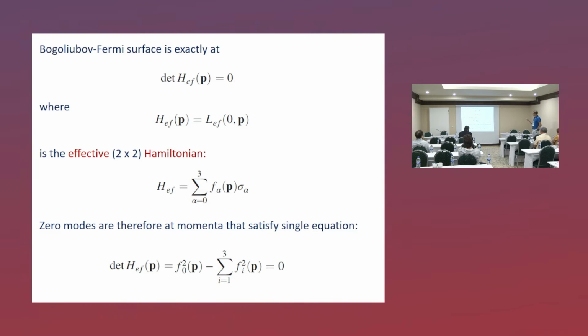Okay. So the Bogoliubov-Fermi surface is at omega equal to 0, if it exists at all, right? And that basically is the determinant of something that I will call the effective Hamiltonian, which is 2 by 2, and it's essentially the effective Lagrangian at omega equal to 0. It's a 2 by 2 Hamiltonian. We just have to find it, and that will give us where exactly are the 0 modes. It's a Hermitian 2 by 2 matrix, so I can expand it in terms of the Pauli matrices and a unit matrix. And its determinant equal to 0 essentially means that this is 0.